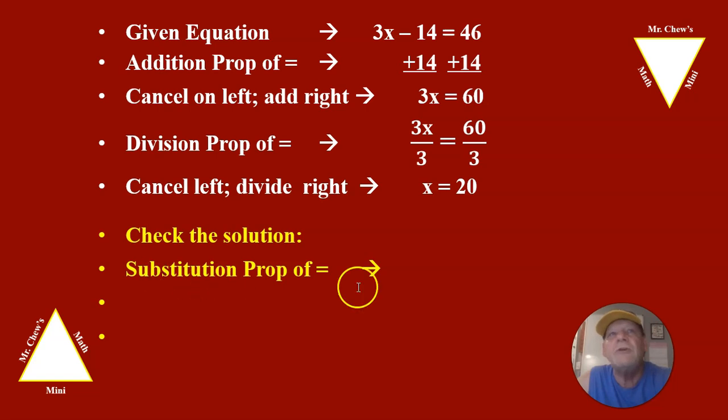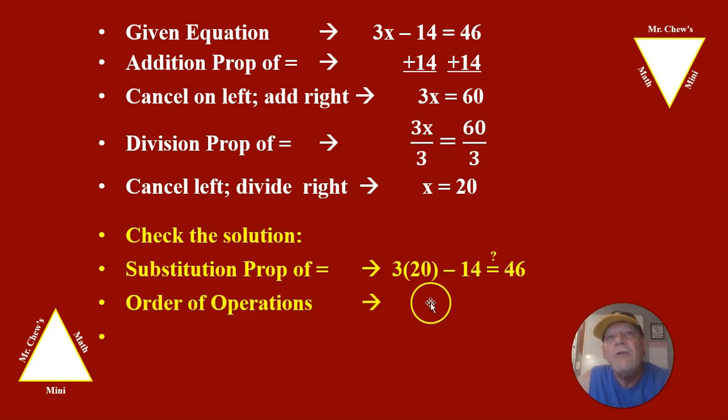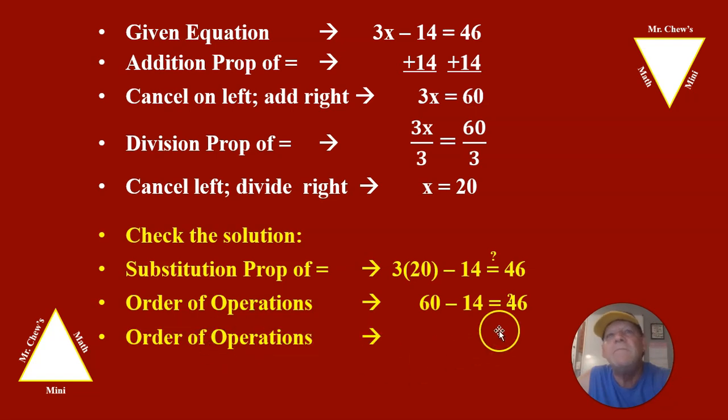To check the solution, I'm going to substitute and use the substitution property of equality to substitute a 20 where the x was here. And this little question mark was supposed to be up above the equal sign. Don't know what happened to that one. I do the order of operations. You multiply before you subtract. 3 times 20 is 60. And then 60 minus 14 tells me that 46 equals 46, and that means that I solved it correctly.